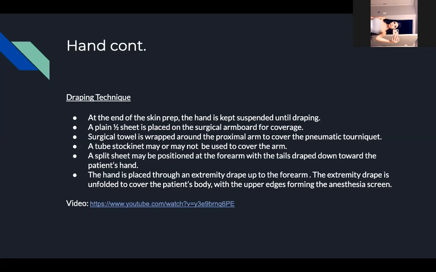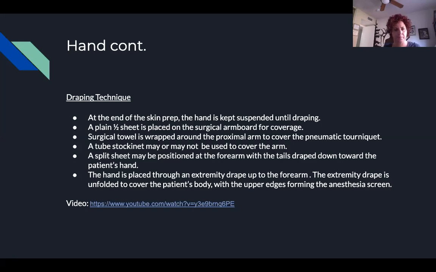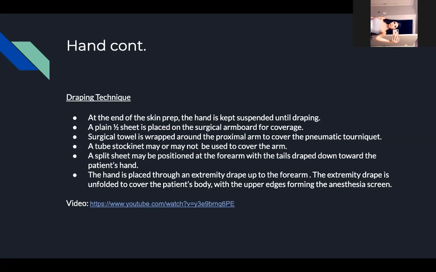A tube stockinette, is that how you say it? Yeah. It may be used to cover the arm. A split sheet may be positioned at the forearm with the tails towards the bottom. The hand is placed through an extremity drape up to the forearm. The extremity drape is unfolded to cover the patient's body, with the upper edges forming the anesthesia screen. And then we have a little video at the bottom.